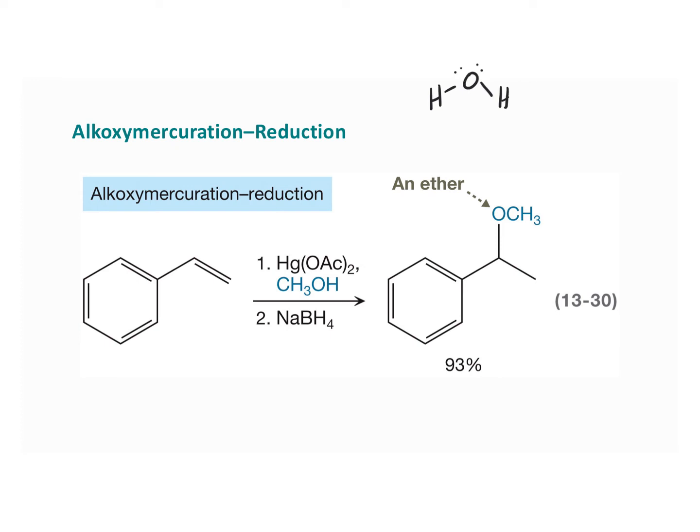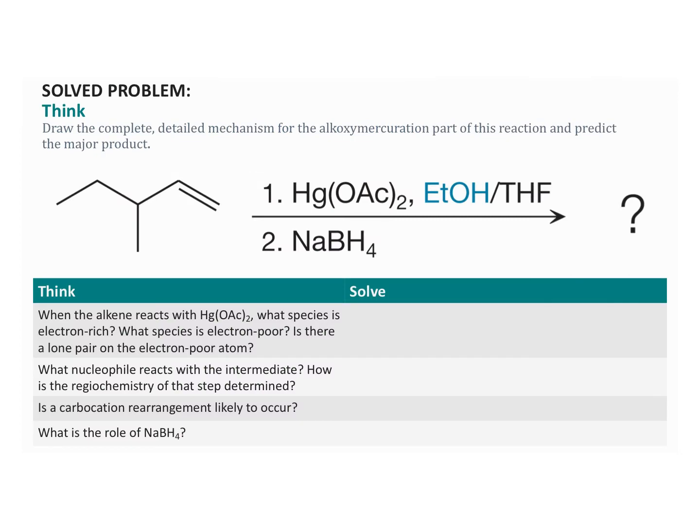Versus, say, the structure of an alcohol, where we've just replaced one of the H's with some sort of R group. So this is called an alkoxymercuration-reduction reaction. And of course, we produce an ether here. So let's work on a problem, okay?